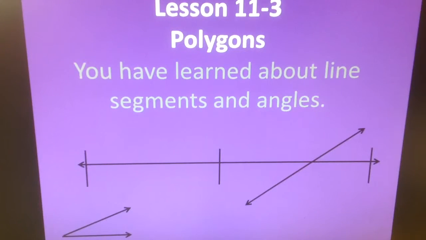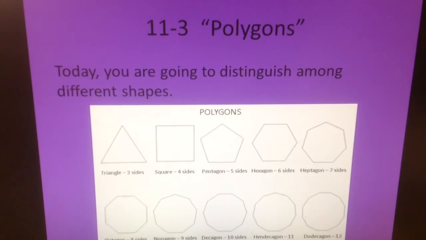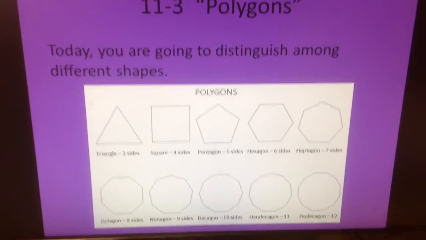Hello, today's lesson is lesson 11-3 and it's called polygons. You've learned about lines, segments, and angles. Today you're going to distinguish among different shapes. Lots of different shapes that we learned about today.